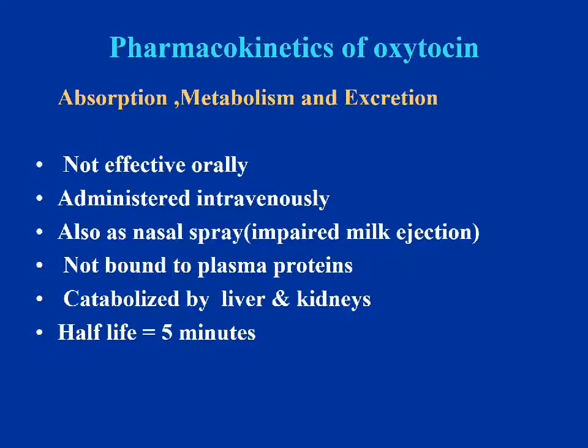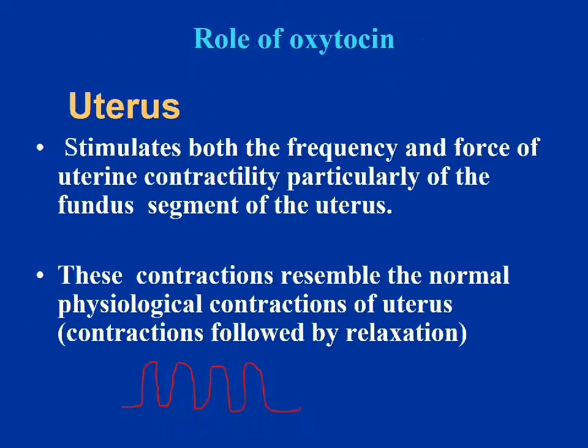What are the pharmacokinetics of oxytocin? What about absorption, metabolism, and excretion? Actually, oxytocin is not effective orally, and that's why it is administered intravenously. Also as a nasal spray for impaired milk ejection. It is not bound to plasma protein and is catabolized by the liver and the kidney. Actually, its half-life is 5 minutes. That's why it is of very rapid response.